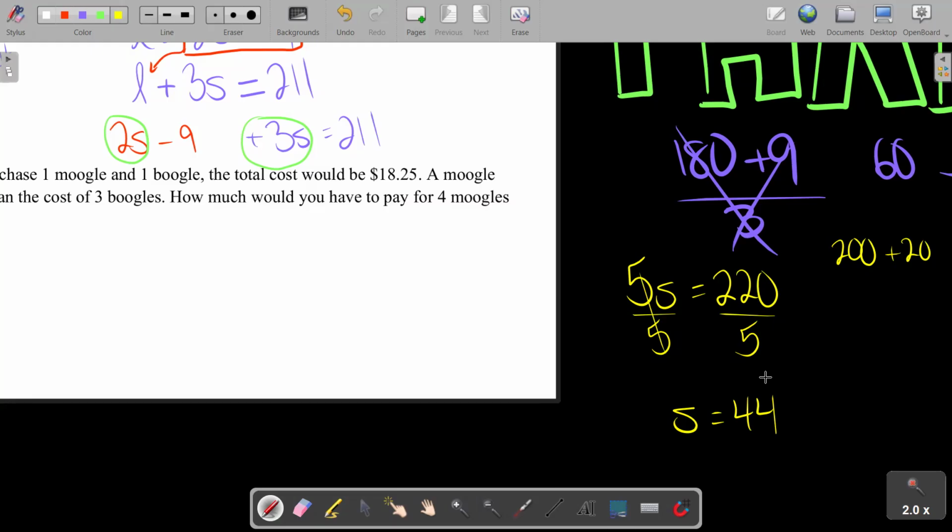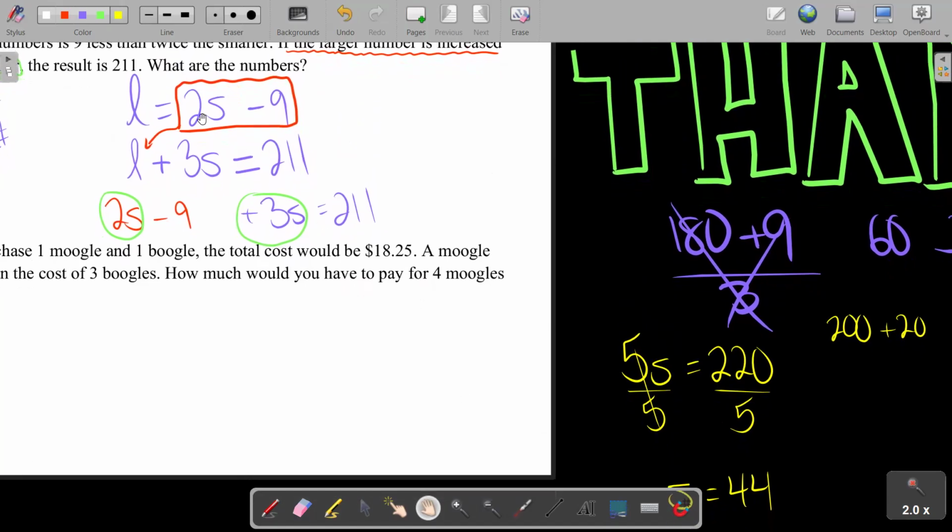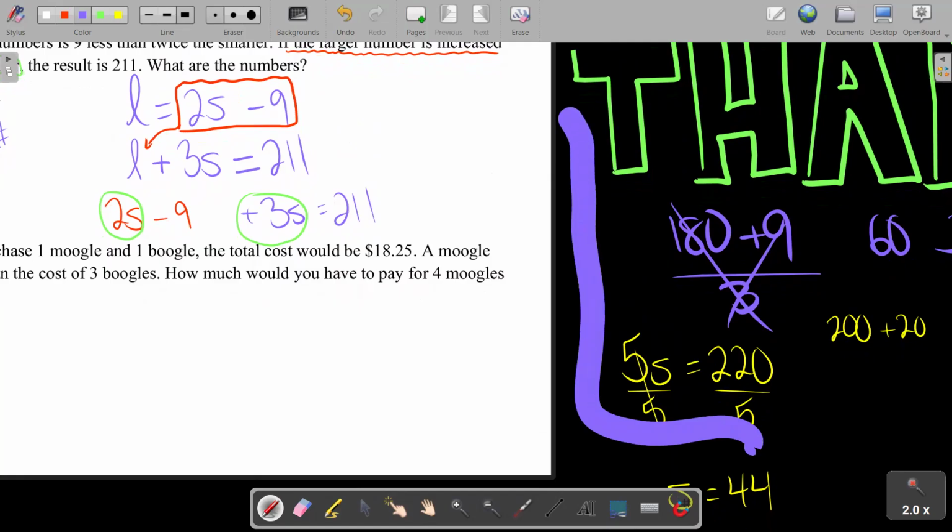So we now know that the smaller number is 44. And again, to find the larger number, I personally would just use the box. So I'm going to take the number 44 right here, and I'm going to plug it into that box right there. And then you do the math. When you put 44 in place of S, what's 2 times 44 right here? 88. And what's 88 minus 9?